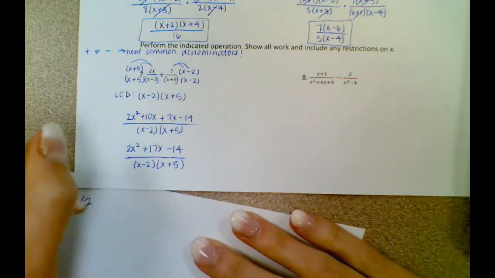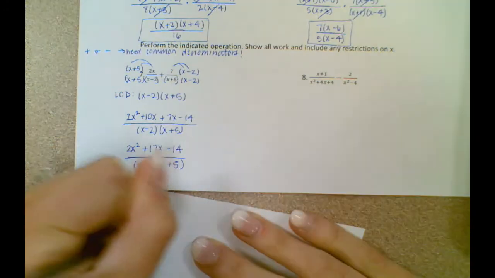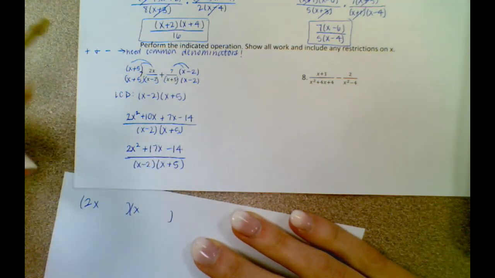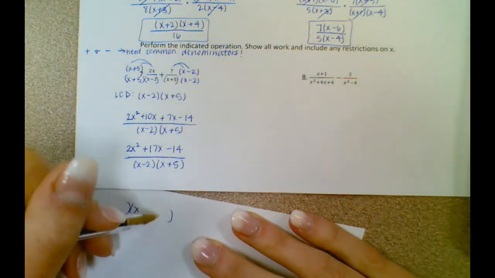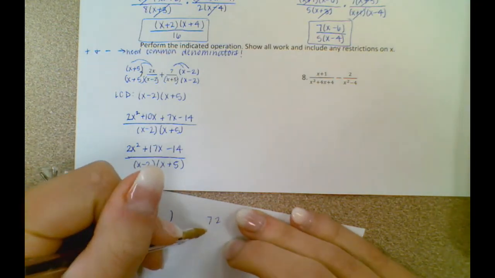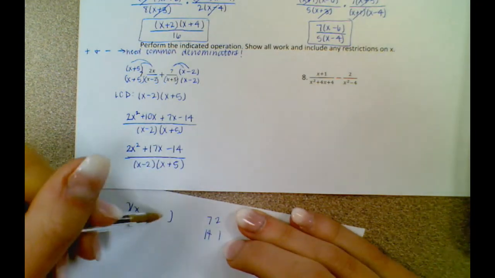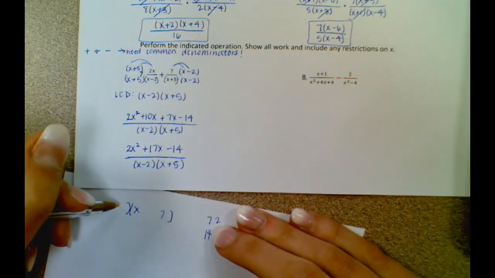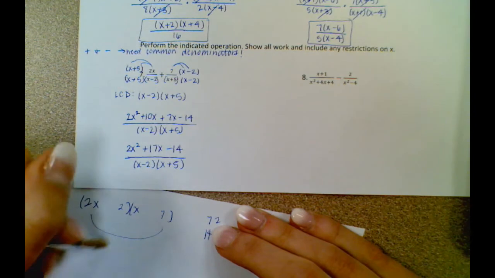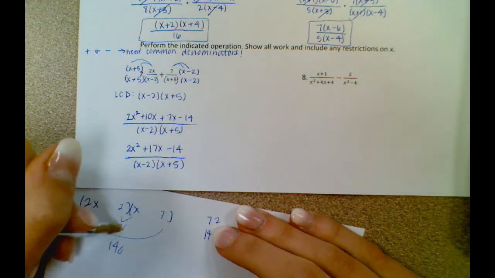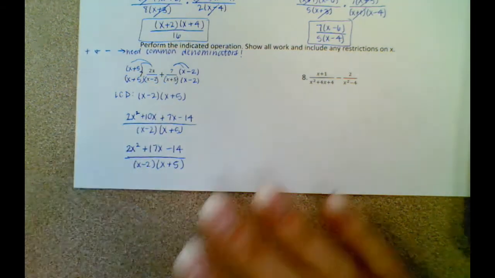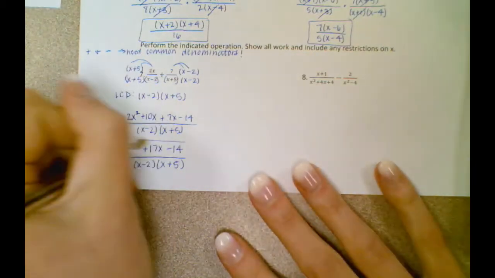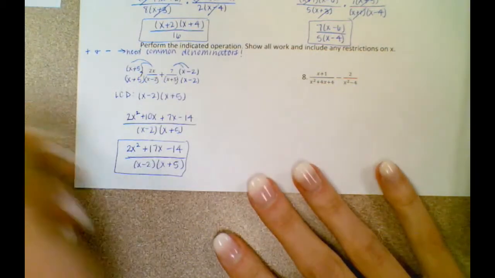So 2x, x, factors of 14 would be 7 or 2, 14 and 1. That's going to be too big. That's 14. This will give you 14x. This will give you 2x, but that doesn't add to 17. So yeah, we can't factor that. So that would be your answer. Sometimes this isn't factorable, okay?